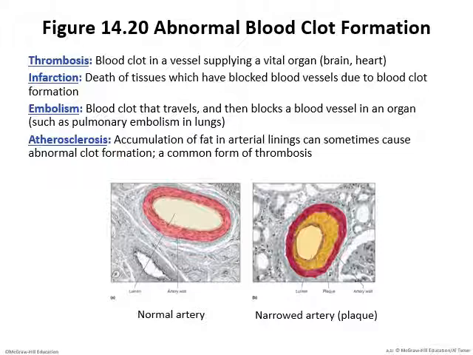And then atherosclerosis is the buildup of cholesterol and fat between the inner and middle lining of a blood vessel and can help with the formation of a thrombus.